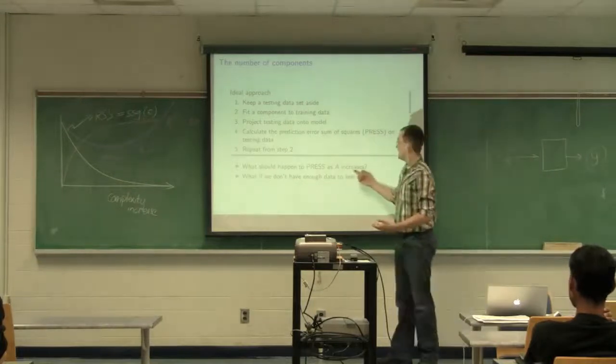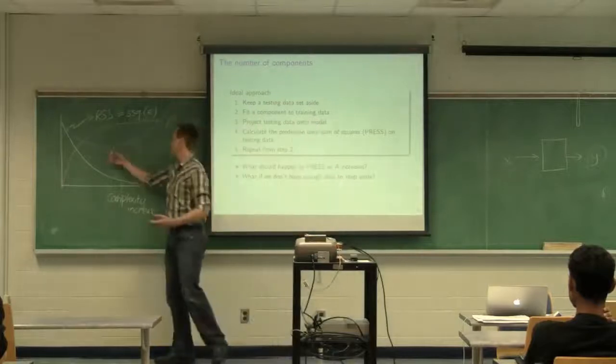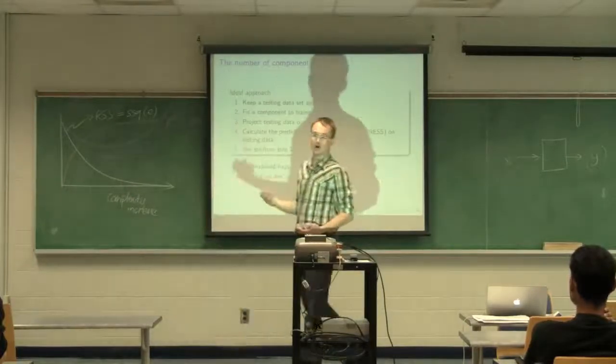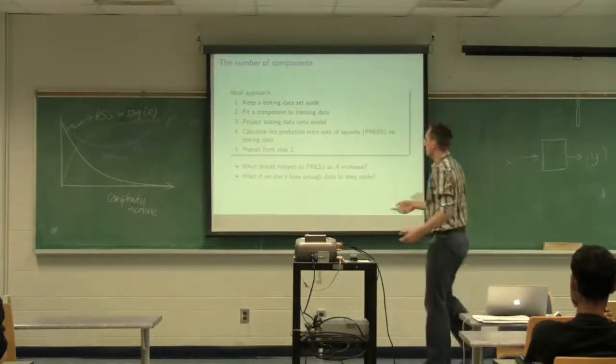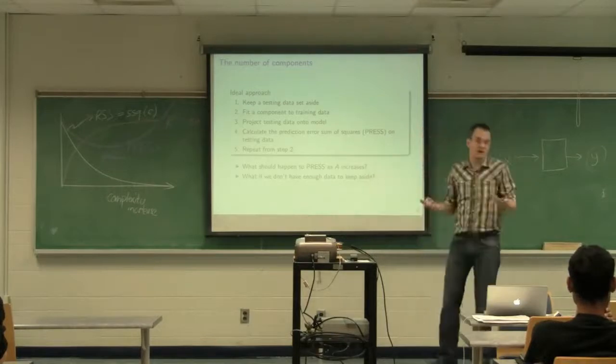And as A goes up and up and up, PRESS will increase, but at some point your prediction error, because you're overfitting, will start to go up again, and that's the point when to stop. Now, most often we don't have the data to keep aside. In many cases that's true.